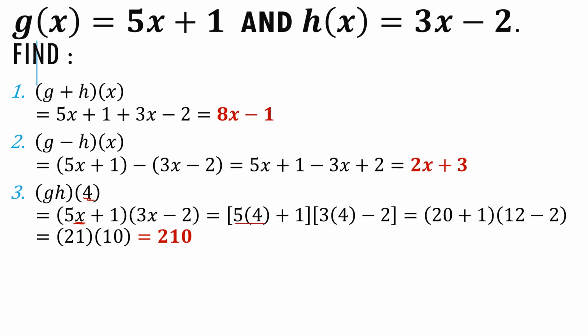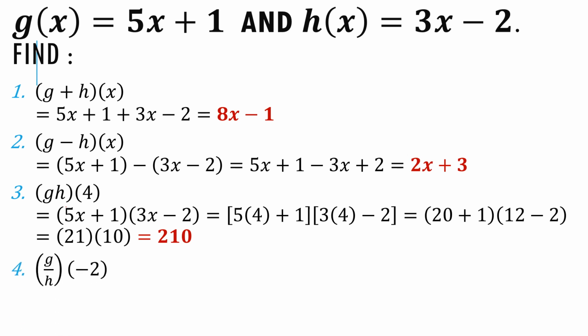So, yan. 5 times 4, the answer is 20. And then, copy na lang yung plus 1. Next, 3 yung x dito. Okay, yung x dito gawing 4. So, 3 times 4. The answer is 12. And then, minus 2. Yan, 12 minus 2. So, 20 plus 1, the answer is 21. 12 minus 2, the answer is 10. Let's multiply. So, 21 times 10 is 210. Madali lang siya.